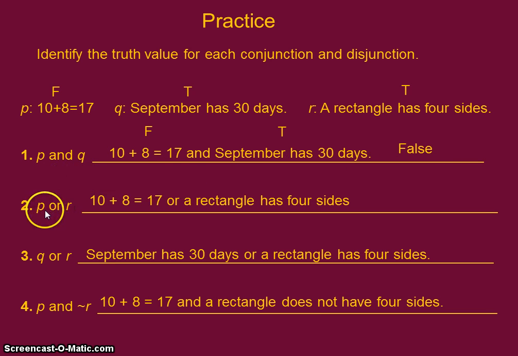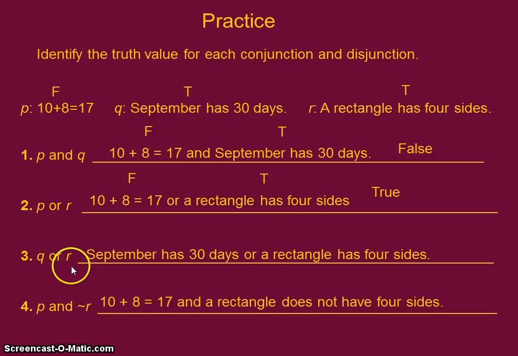Number 2, P or R. P again, 10 plus 8 equals 17, or R, a rectangle has 4 sides. 10 plus 8 equals 17, false. A rectangle has 4 sides, true. Since it's or, we only need one of them to be true, and we have one, so therefore the statement is true.